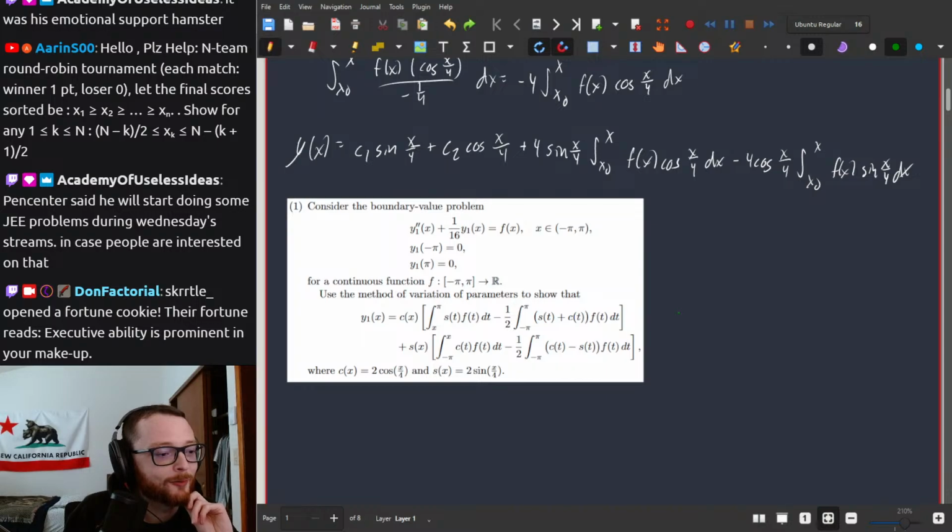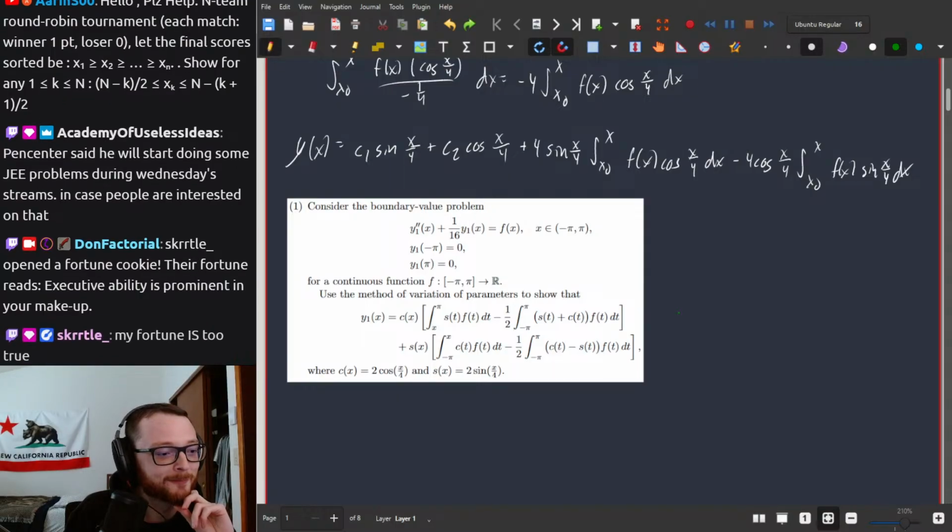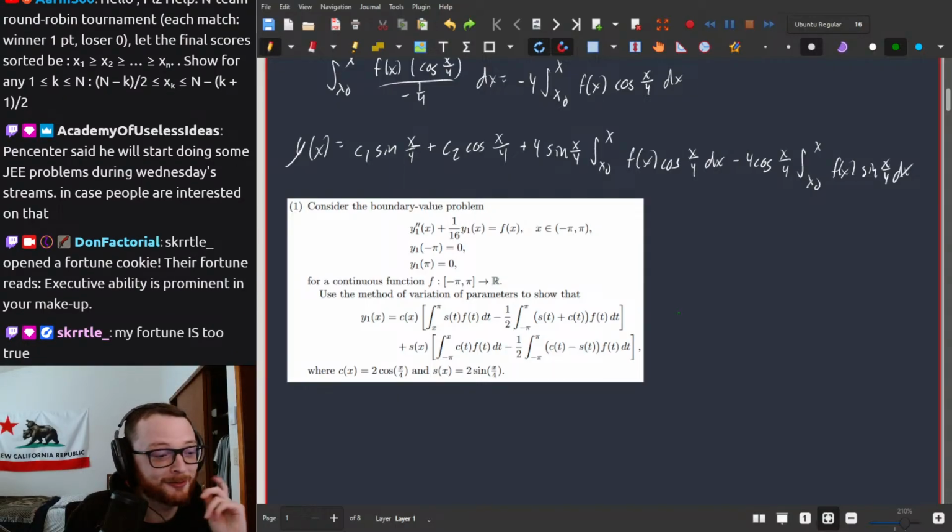Executive ability is prominent in your makeup? Oh wait, I was imagining literal makeup like women wear, but they might mean your emotional makeup, like your makeup as a person. I thought Skirtle had that executive makeup, which I guess maybe you do. Fortune is too true. See? Executive Skirtle.